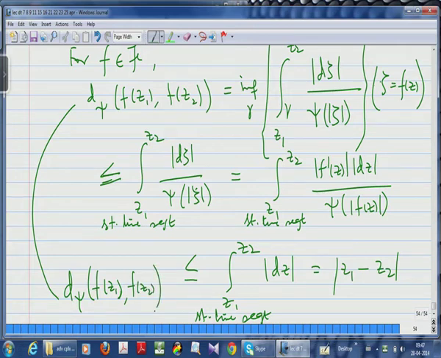You have proved that d psi of f(z1), f(z2) is bounded by mod z1 minus z2. That is a Lipschitz condition on f with respect to the new metric d psi on the Riemann sphere. But the moment you have a Lipschitz condition, it implies equicontinuity. So the family script f is equicontinuous with respect to the metric d psi, but then d psi is strongly equivalent to ds. Therefore the family script f is also equicontinuous with respect to the spherical metric.